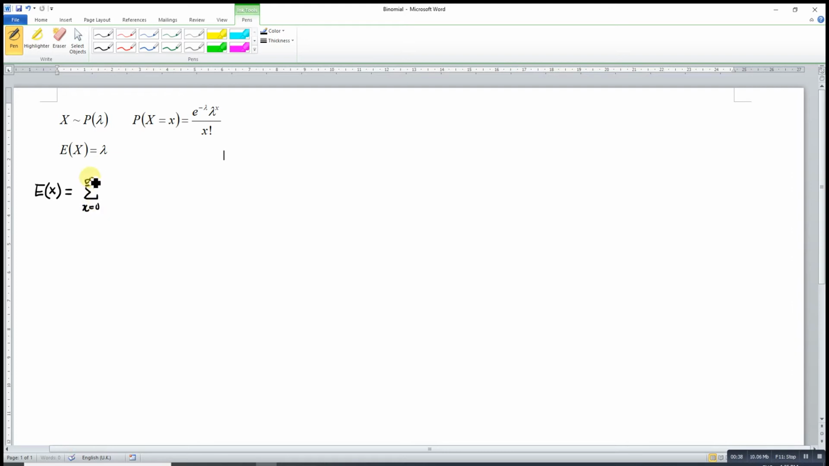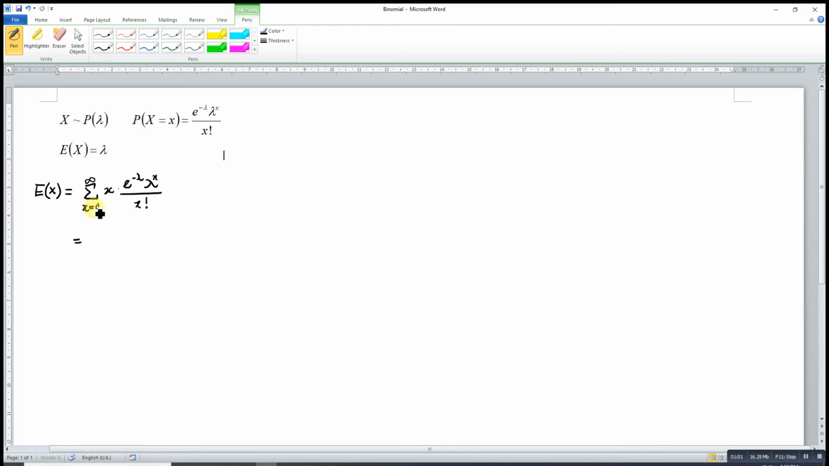Okay, for the Poisson we don't have an upper limit, so the range is from 0 to infinity. x times the probability density function, so e to the power of negative lambda, then lambda to the power x over x factorial. Then we do some simplification.